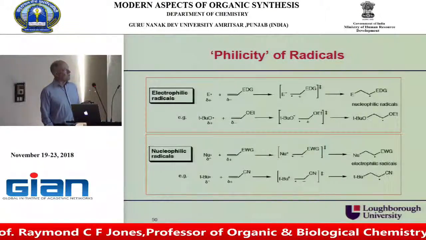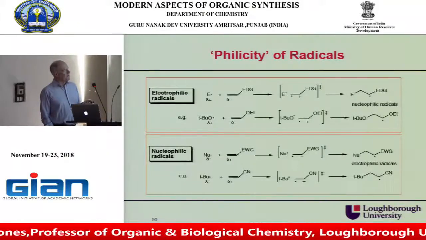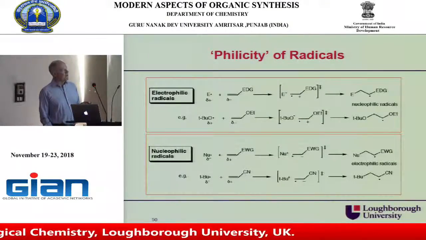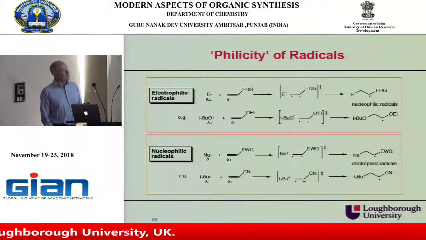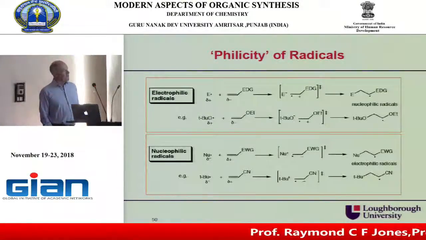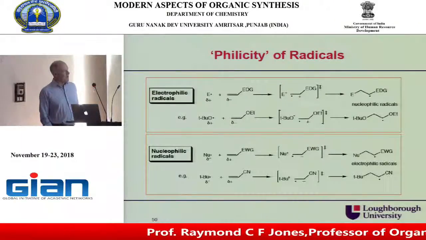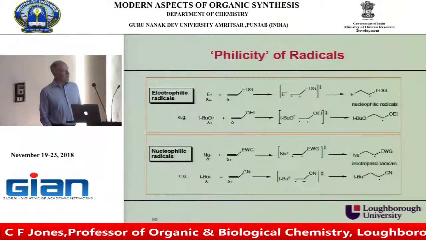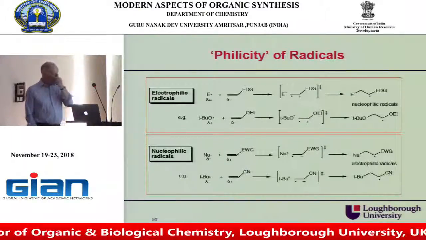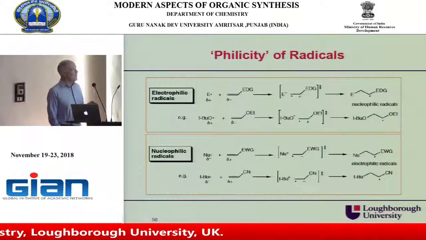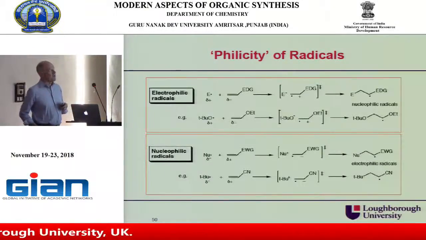If you have an electrophilic radical wanting to react with an electron-rich alkene, with an electron donating group, EDG, that eventually produces a radical which is next door to the electron donating group, so it becomes a nucleophilic radical. And if you have a radical that prefers to react with an electron withdrawing, electron deficient alkene, when that goes through, you end up with an electrophilic radical next to an electron withdrawing group. So you can effectively switch the philicity of the radical by adding it to an appropriate double bond.